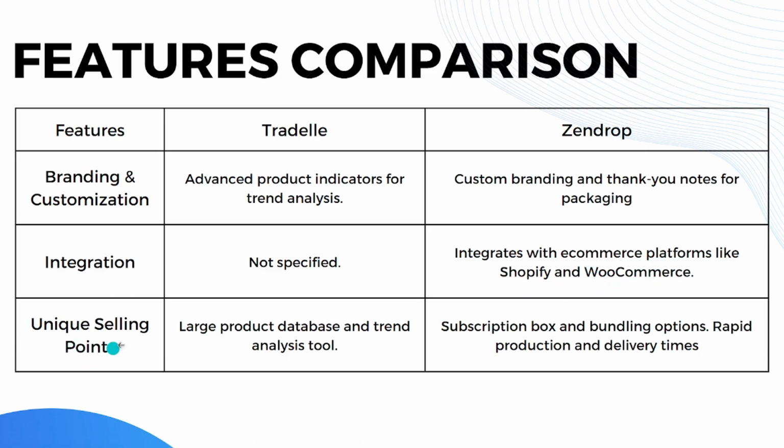So when it comes to unique selling points, Tradelle has a large product database and trend analysis tool, while Zendrop has subscription box and bundling options and rapid production and delivery times. So this is it for the key features comparison for both platforms.